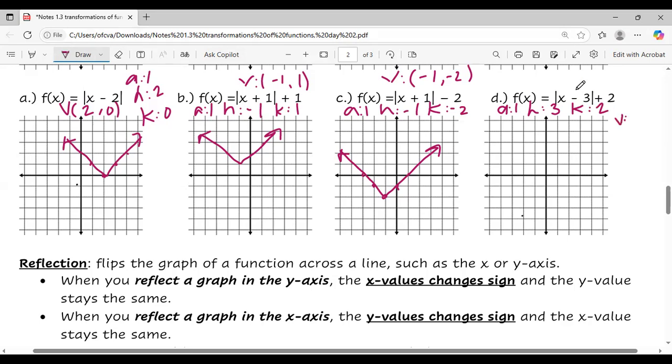So that means your vertex here is 3, 2. So 3 units to the right, 2 units up from 0, 0. That's your new vertex. So 3 to the right, 2 up. So you're right here. But your width didn't change. And it's not reflected, because my A value is not negative. So this is the graph. There we go. So that's your V.